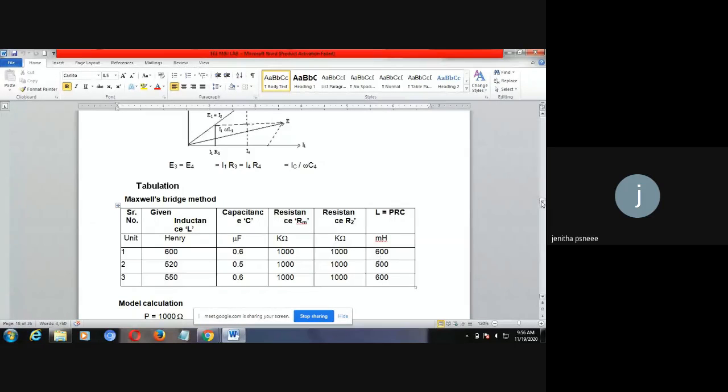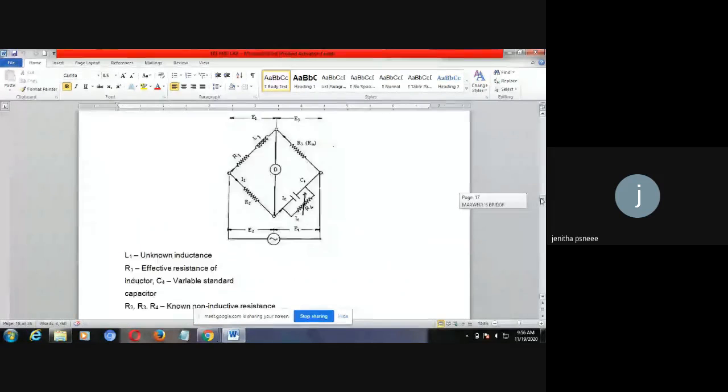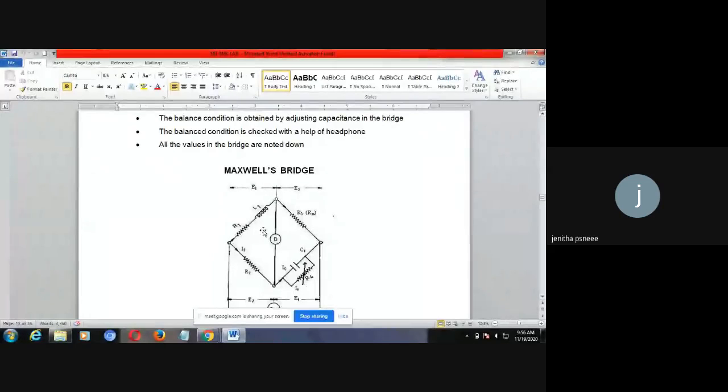So if I keep L1 as 600 millihenry, then the headphone should stop the noise. So at the balancing condition, the noise will be stopped. That is the bridge condition you are identifying with the detector. In headphones, the bridge balancing condition is that the noise will be stopped.